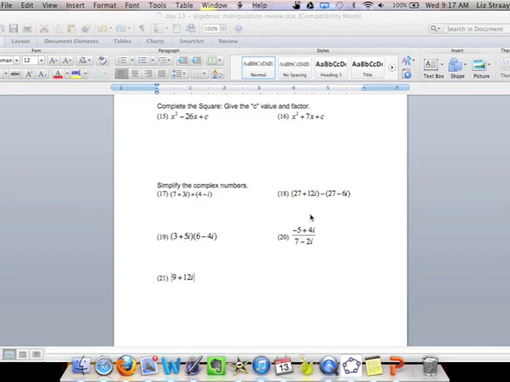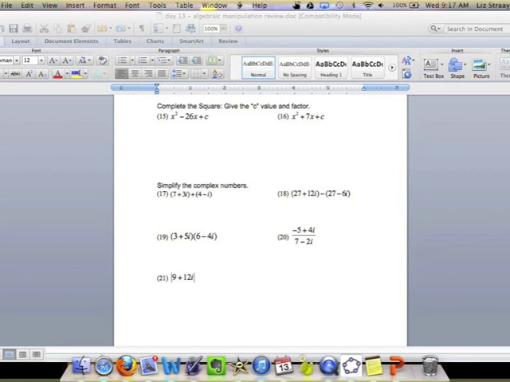All right, so the two other skills that we talked about in this unit were completing the square, and then earlier this week we learned about our complex numbers. When we complete the square, we have two answers to the problem. We have to give the C value and then give the factored form, and this is where we have a perfect square factoring.